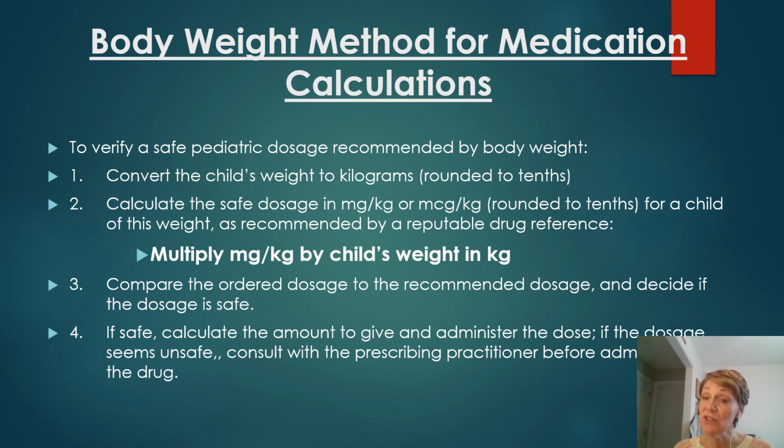So then once you have that figured out, you're going to look at your ordered dose and does it fall within that recommended dosing range? And from there you decide if it's safe. If it's safe, you're going to go ahead and calculate the amount to give and administer to the child. If the dosage seems very unsafe based on those ranges that have been provided for you, then we do need to contact the health provider and prescriber for clarity on that dosing.